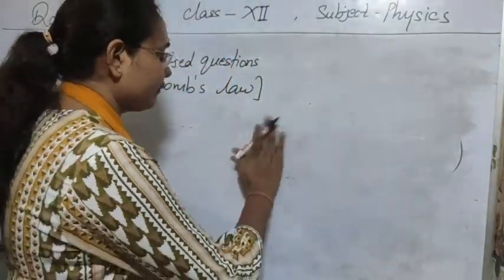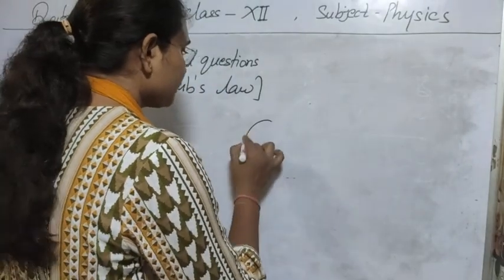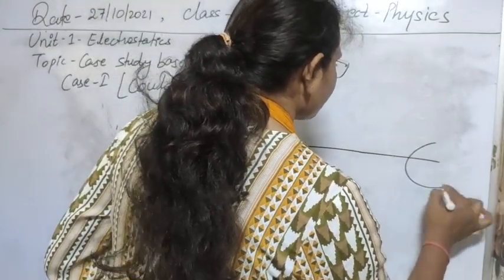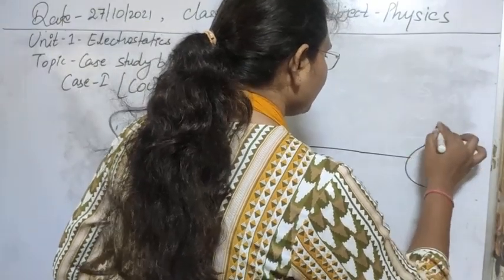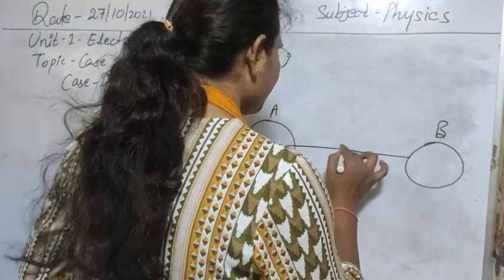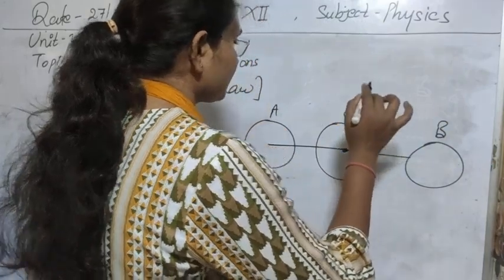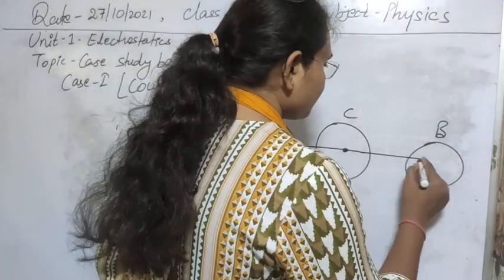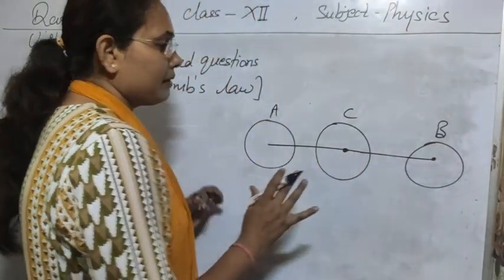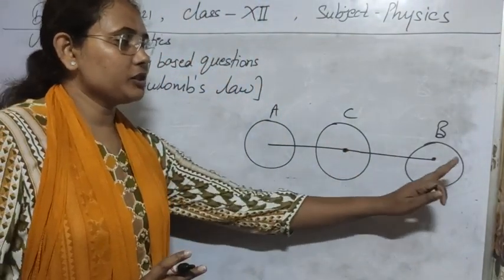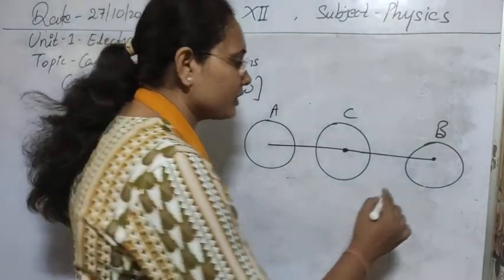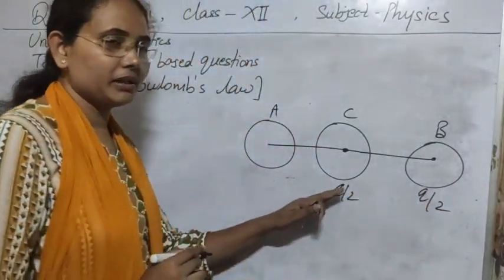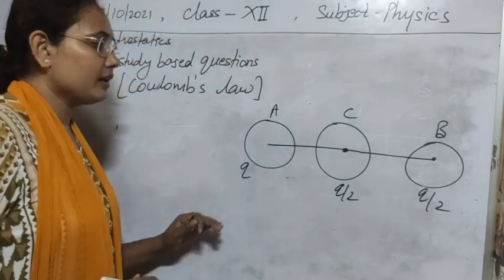Now we can make it. This is our body A, this is our body B, and at their midpoint body C is kept. So this is our diagram. In this diagram, students, as we have just seen, when the sphere is kept in contact, the charge on this one becomes Q by 2, also on this one it becomes Q by 2, but on A it is still Q.